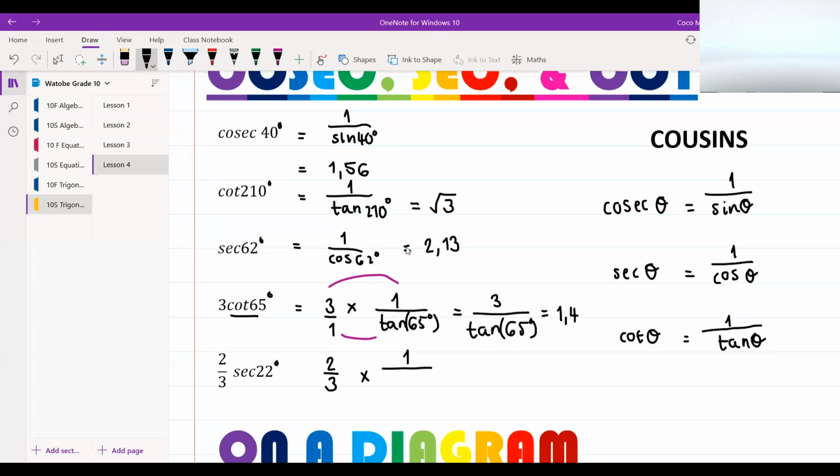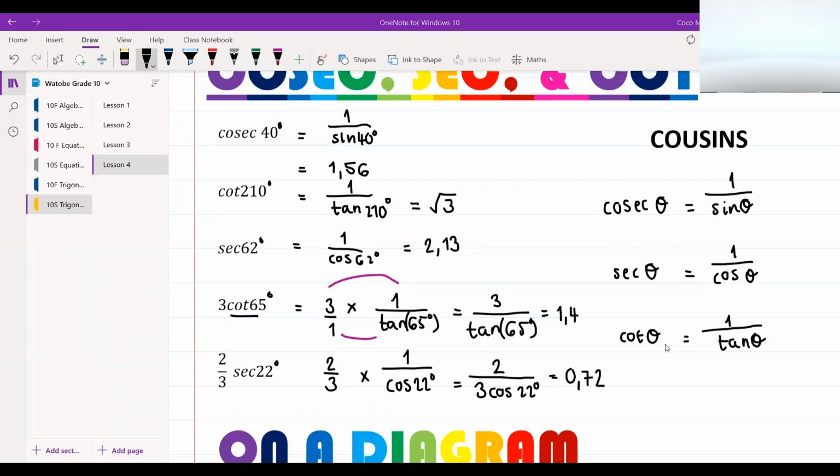And then over here at the bottom, I'm going to get sec, which is 1 over cos of 22 degrees. Then we're going to have 2 over 3 cos of 22 degrees, which is equal to, I'm seeing everybody say 0.72. I hope that is correct. Teacher Nels, is that okay? Just a nod from you would help me. Yeah, okay, excellent.